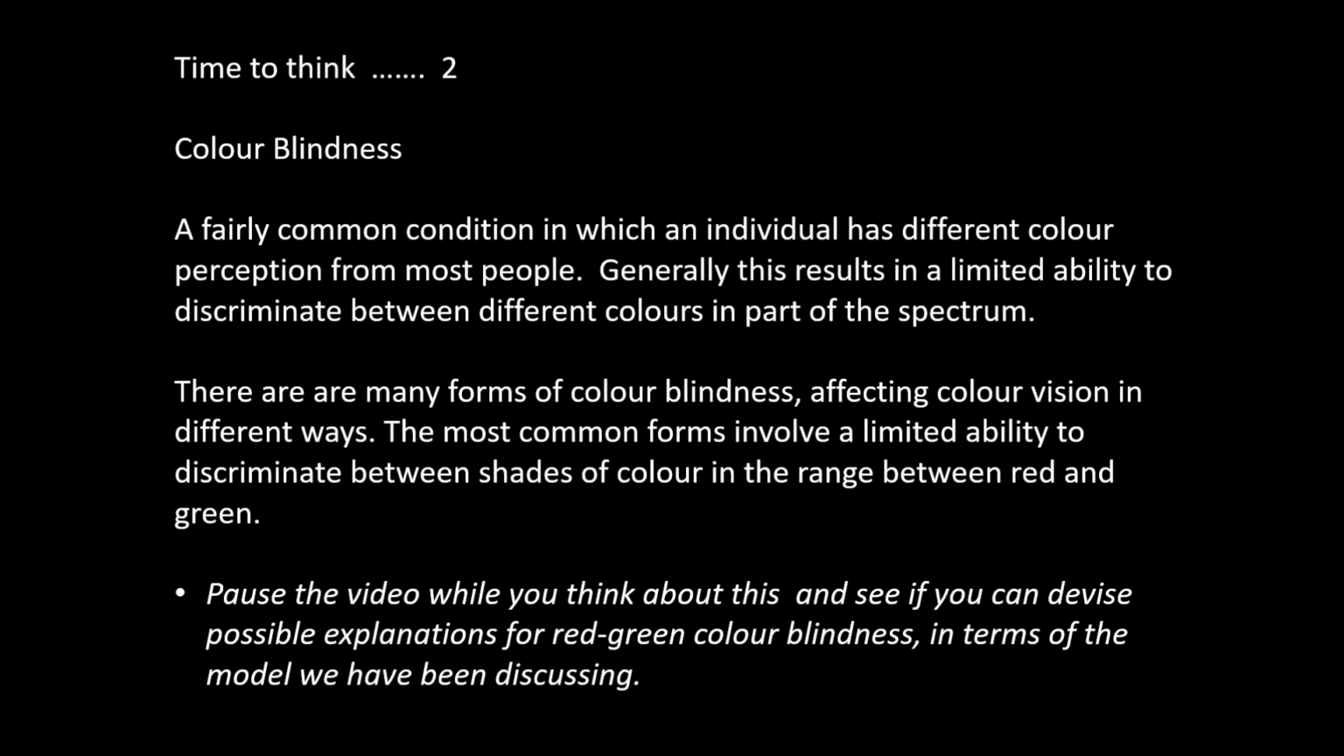So what we want you to do is to pause the video in a second and just see if you can think of possible mechanisms for red-green colour blindness involving mutation of the genes encoding these photoreceptor proteins. There are several possible mechanisms resulting in red-green colour blindness. So just see if you can think of as many as you can.